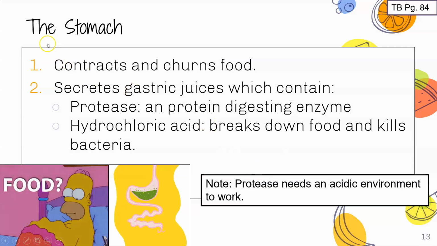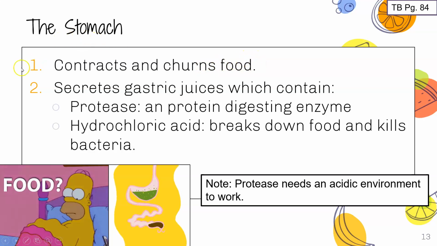Now, the food then reaches the stomach, and the stomach will contract and churn food. So when we see the words contract and churn, we will think about physical digestion. Remember, in the mouth, we grind, right? That's just a physical method. In the same way, when the stomach contracts and churns, this part is just physical digestion. It's just contracting and moving the food to break it down into smaller balls.